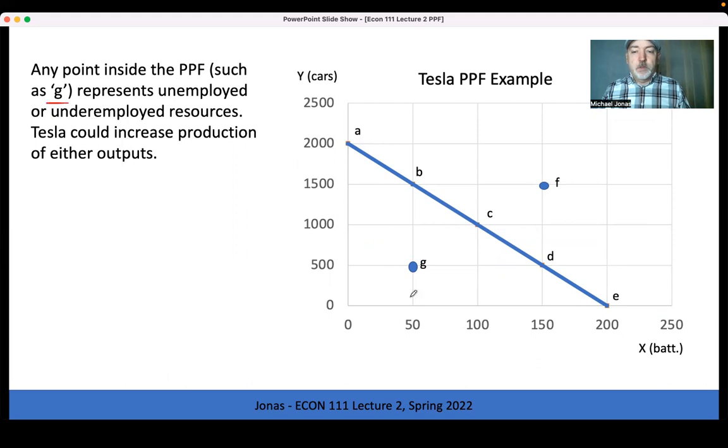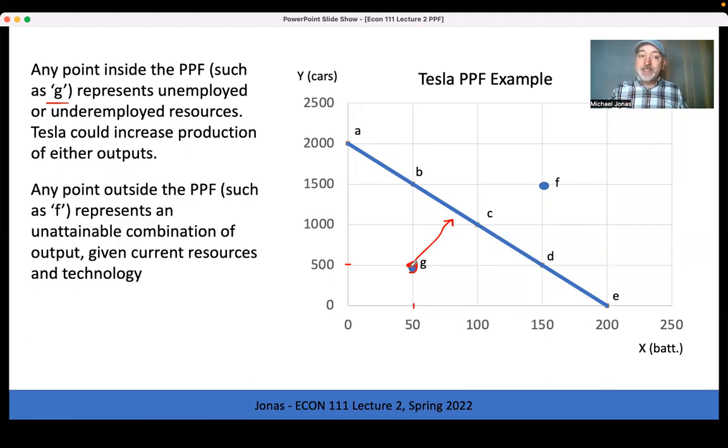Further, thinking about a point like G sitting inside the PPF, so a combination of 50X and 500Y, any point like G represents an underemployment or unemployment of resources. Right? We could be producing more of both units. We have the resources available to do it, but for whatever reason, they're not being utilized at point G. So all of that area inside the PPF is inefficient or representing underemployment.